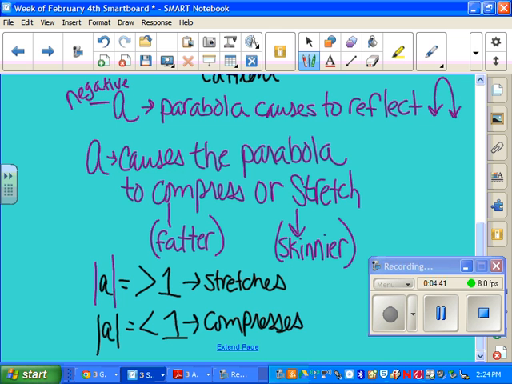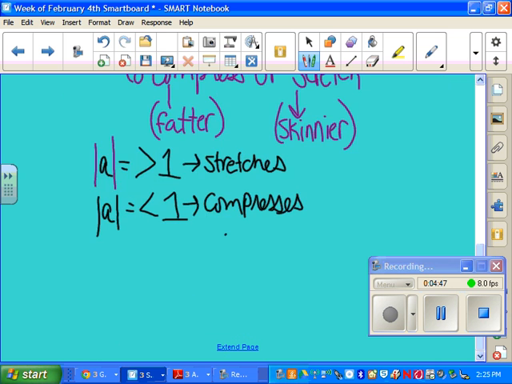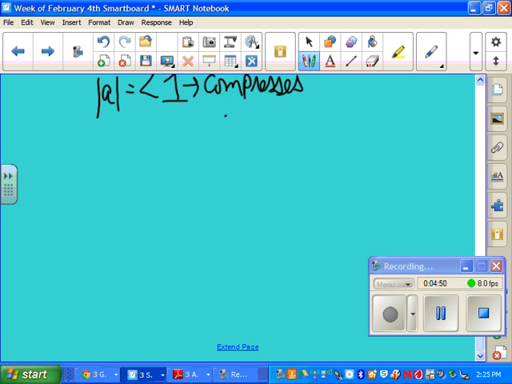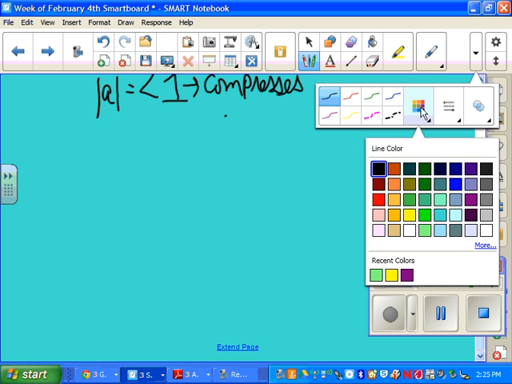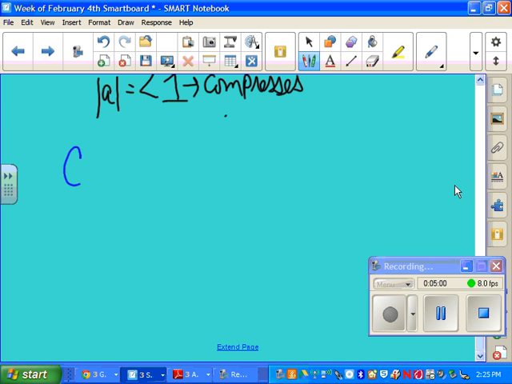All right. So now that we talked about A, we're going to go ahead and look at what effect C has on a function. So the C, as you remember from that math website that I showed you earlier, the C causes it to shift vertically up and down the y-axis.